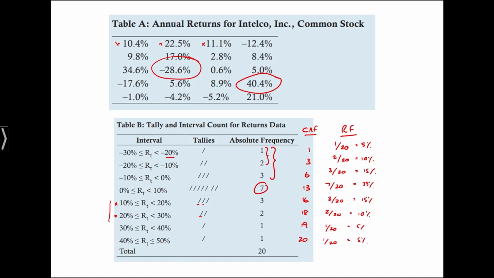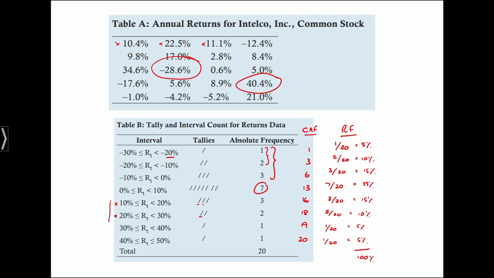Now, of course, if you add up your relative frequencies, you should get 100% of the observations. Again, this is nice and useful because we can now see that 35% of observations are greater than or equal to 0, but less than 10. We can see quickly by looking at this that 15% of observations are less than 0, but greater or equal to minus 10.